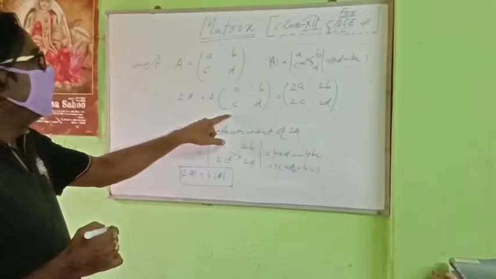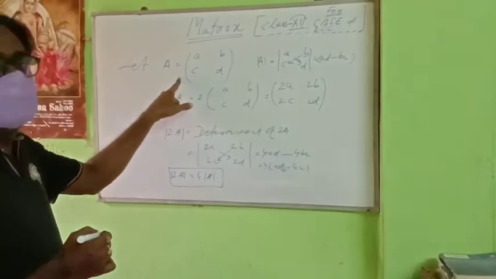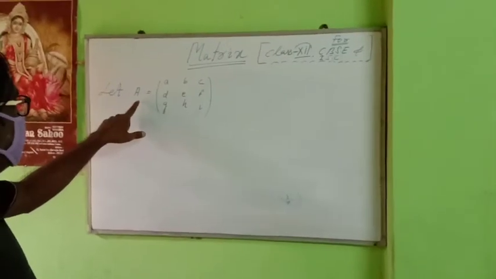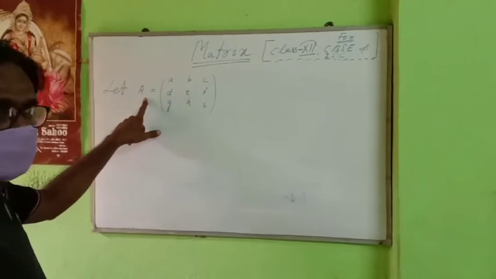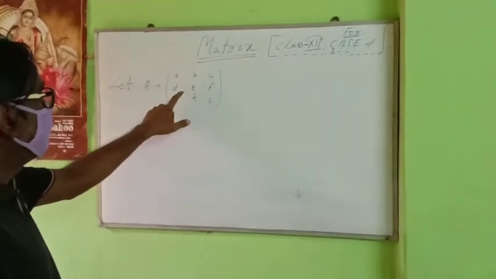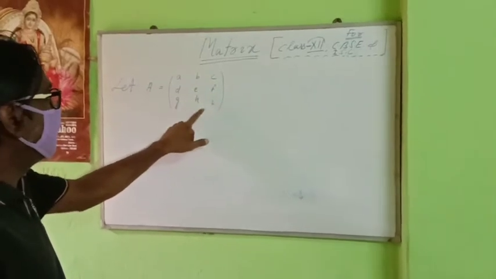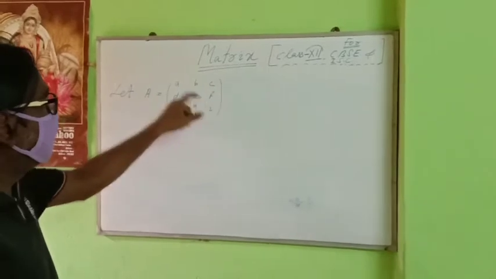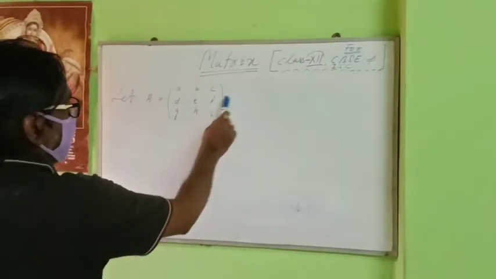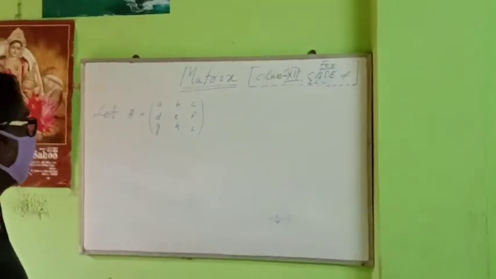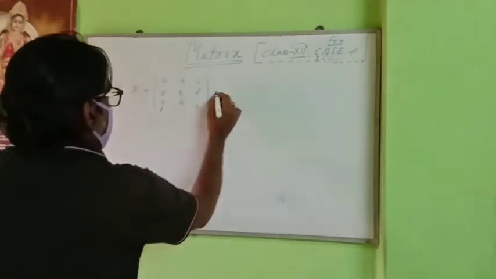Let us see if A is a matrix of order 3 by 3. Let us consider A is a matrix. I have taken elements a, b, c, d, e, f, g, h, i. These are the elements of the matrix A. How many rows are there? 3 rows, 3 columns. That means the order is what? 3 by 3 matrix. Order is 3 by 3.